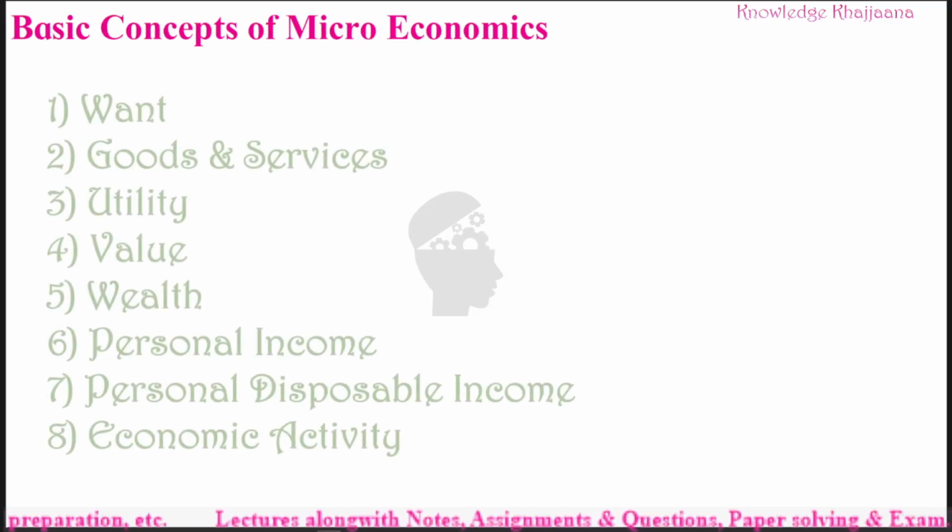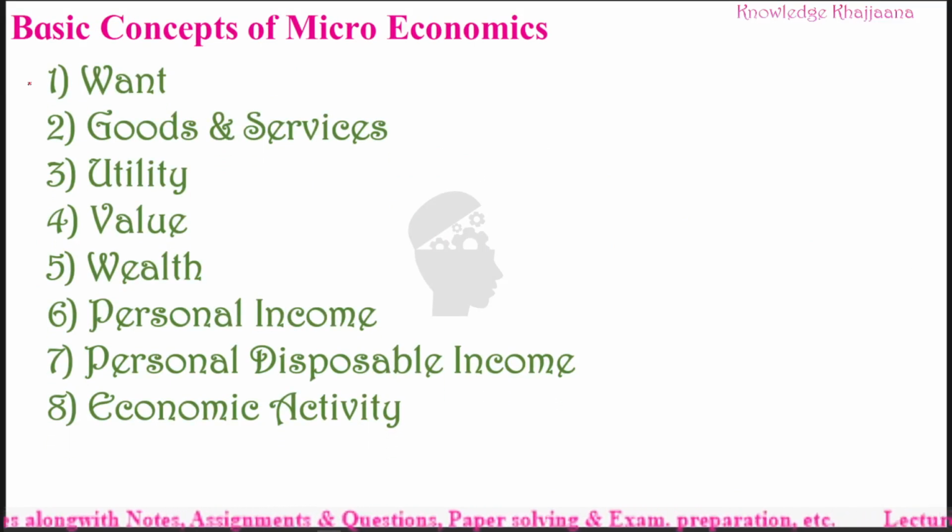When you are learning basic concepts of microeconomics, we have already covered 4 concepts, right? Want, goods and services, utility, value. And now we are going to learn the remaining 4 concepts, that is wealth, personal income, personal disposable income, and economic activity.